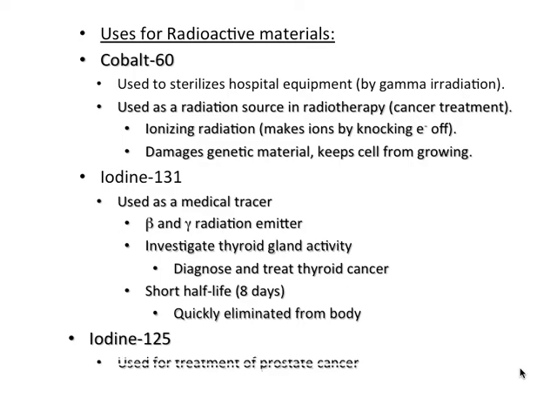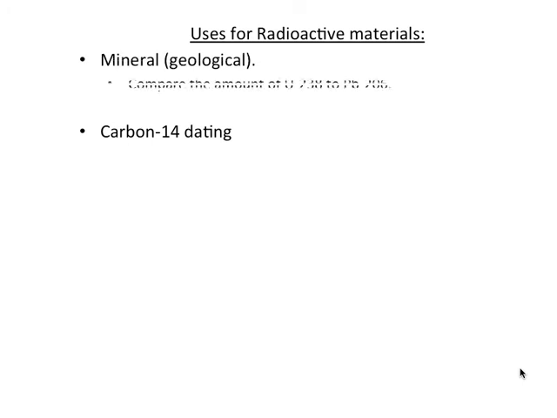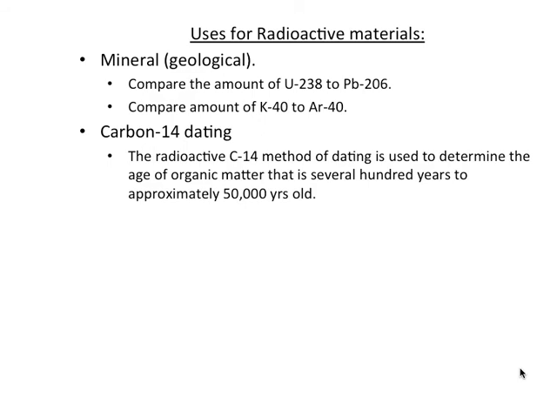You also have iodine-125 used for prostate cancer. It has an 80-day half-life. It is a beta emitter. If you want more than just this quick overview, there is a little bit more detail in your book. There's also mineral dating. You can compare potassium-40 to argon-40, or the amount of uranium-238 to lead-206, to determine how old a particular mineral might be.